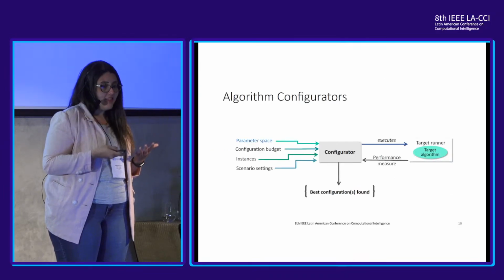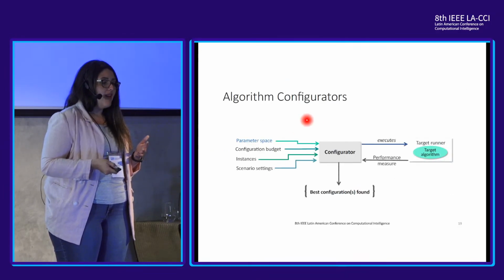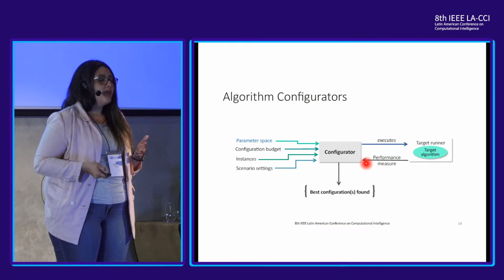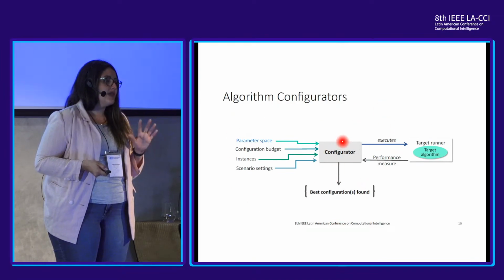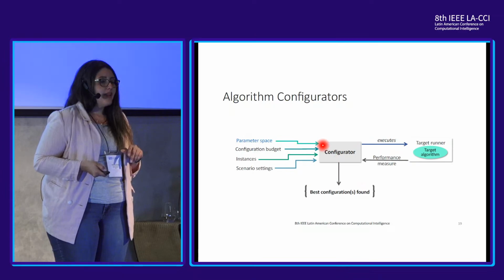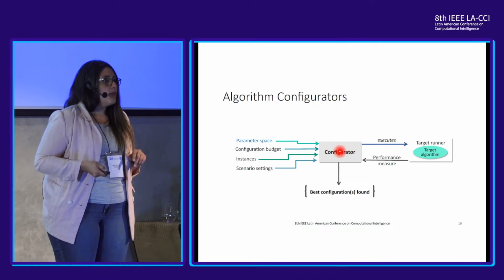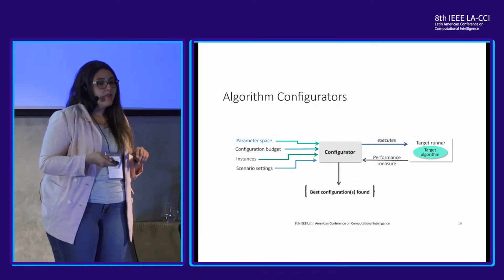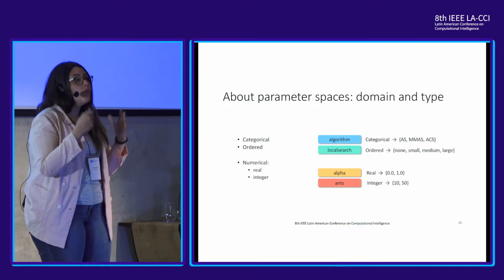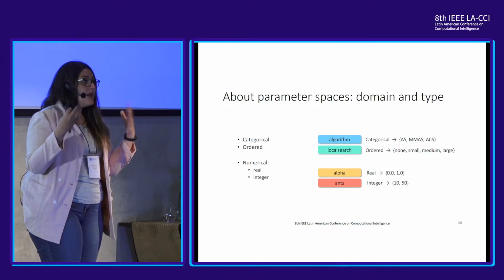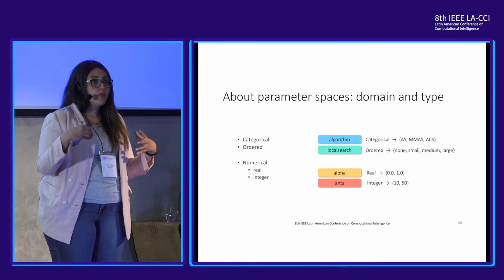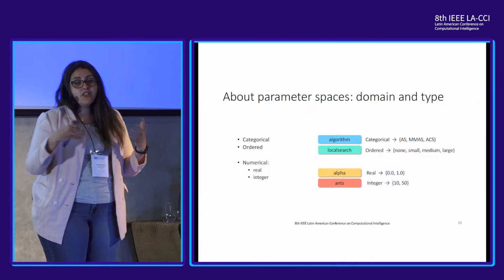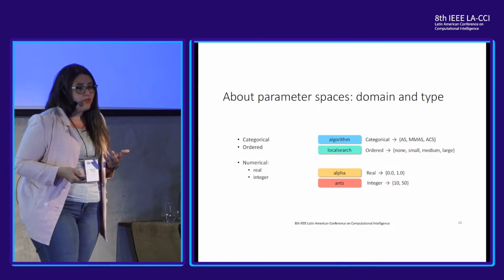So this is what we call the configurator. This is like a black box, and something happens here that will search the parameter space. And then it will get some configuration that we can use. The parameter space is formalized, so we need to define decision variables, that is, the parameters we need to search.